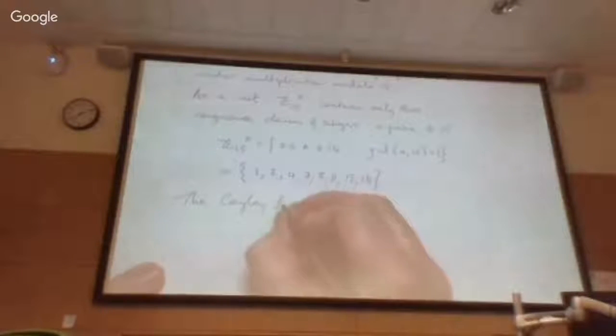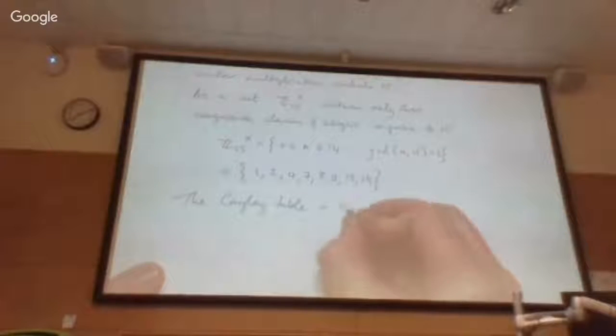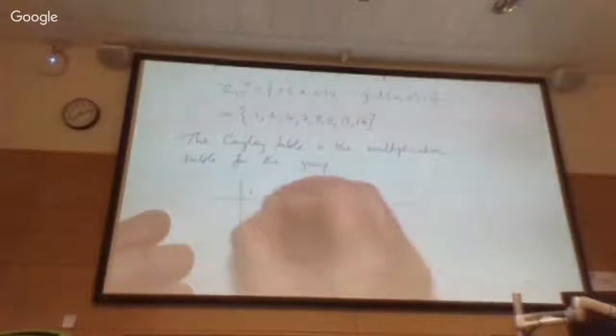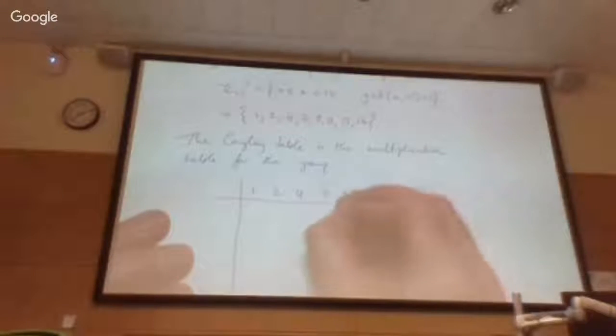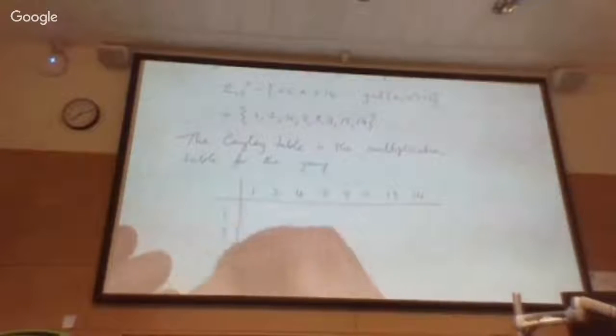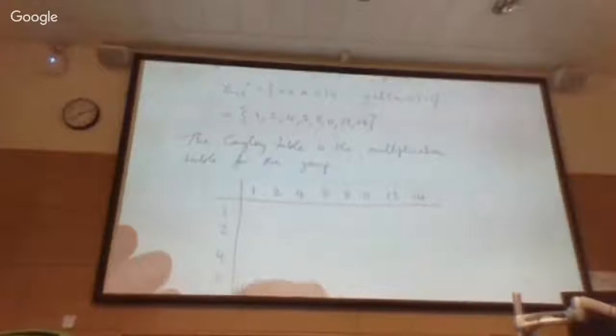So the Cayley table is the name given to the multiplication table for this group. So to form one of these, you lay out all the elements as headings for the rows and columns of the table. You don't necessarily have to list them in the same order, but it's strange not to.